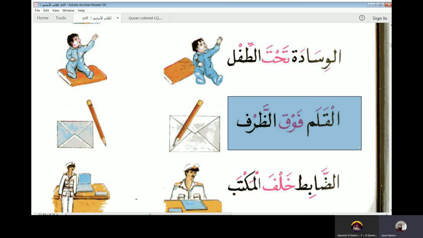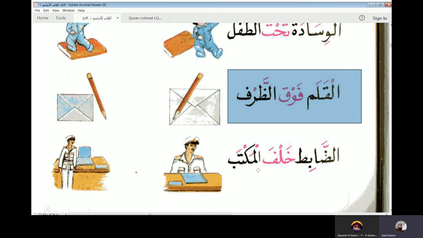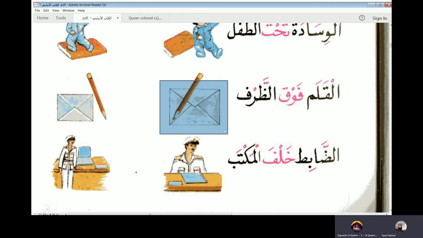Al-Qalamu. Good. The pencil is beside the envelope. Is the second picture on the left? The pencil is beside the envelope. The pencil is on the envelope. On? Yes.